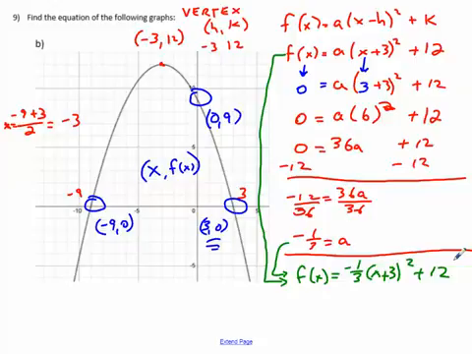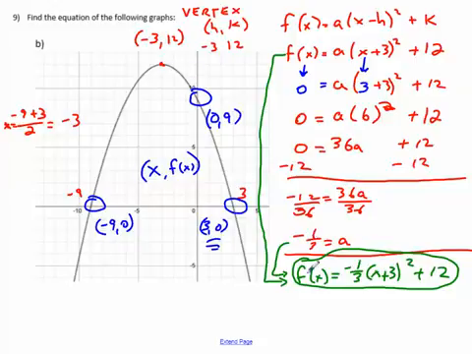And I'm done. I think, to be honest with you, I would be done right there. F of x equals negative 1/3 times x plus 3 squared plus 12. Done. I've got a vertex at negative 3, 12. Negative 3, 12, sure enough. A is negative, so that means it's got a frowny face. Okay, that looks pretty good. And negative 1/3, well, I'll take my word for it that I did my calculations correctly, and I'm moving on. But you know what?